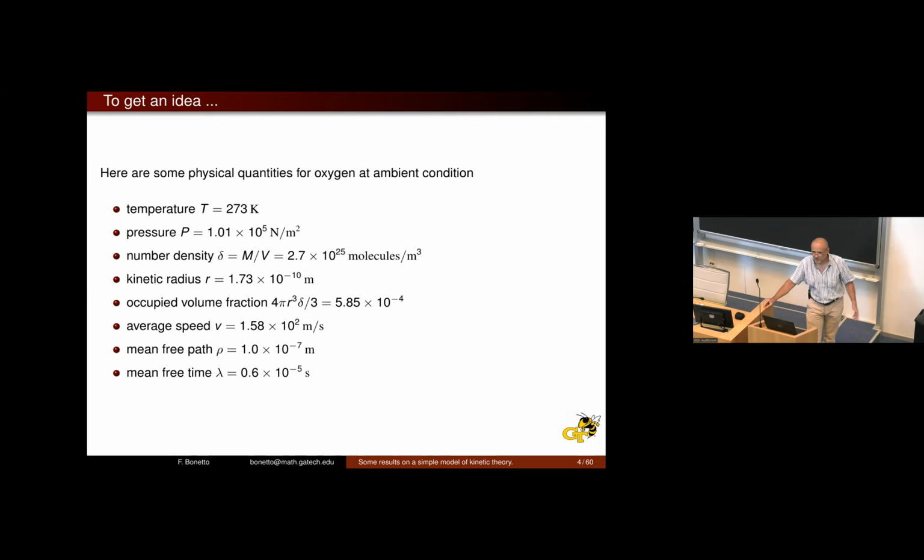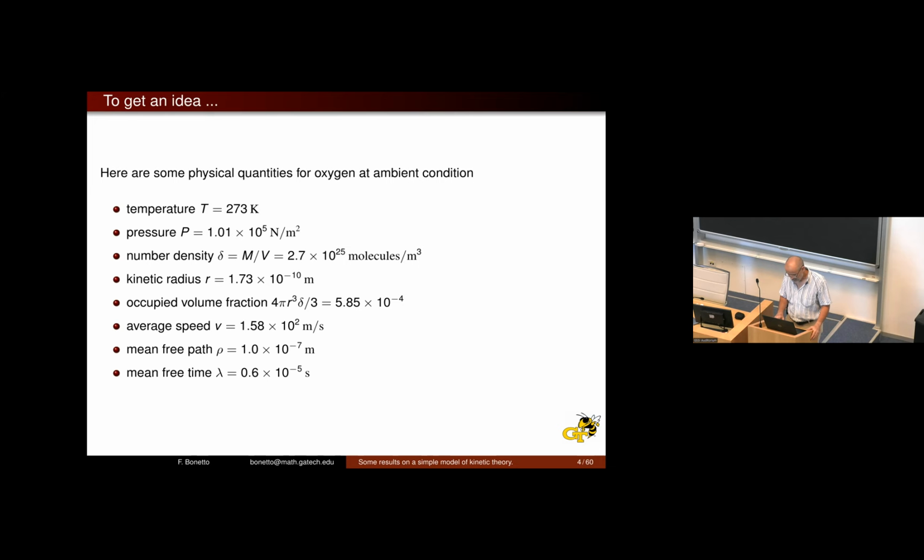The average speed is, as you can see, roughly 500 kilometers an hour, meaning 150 meters a second. The mean free path, meaning the space a particle travels between two collisions, is roughly 10 to the minus 7 meter, and the time between two collisions is 10 to the minus 5 seconds. This is really a big number.